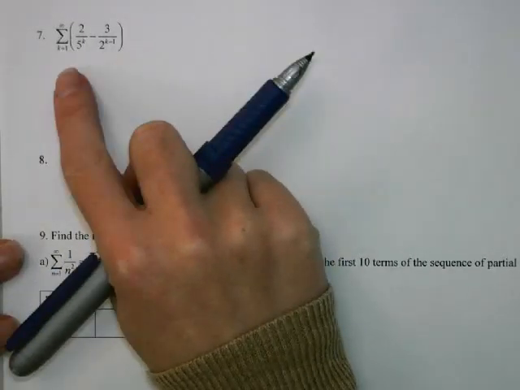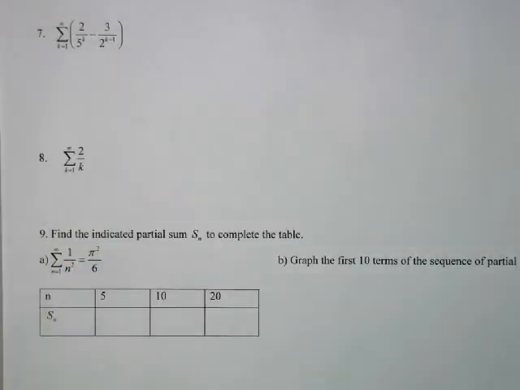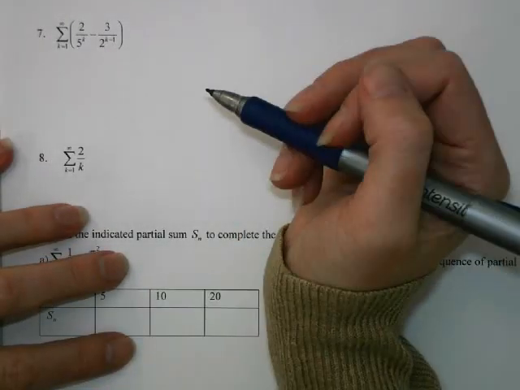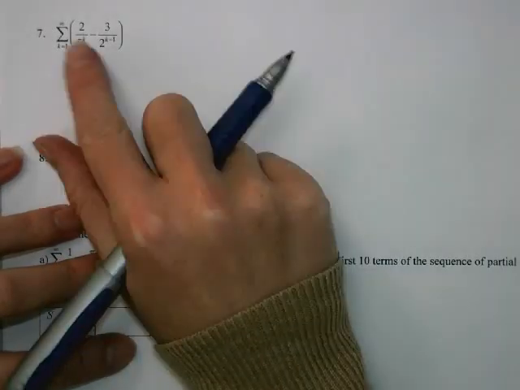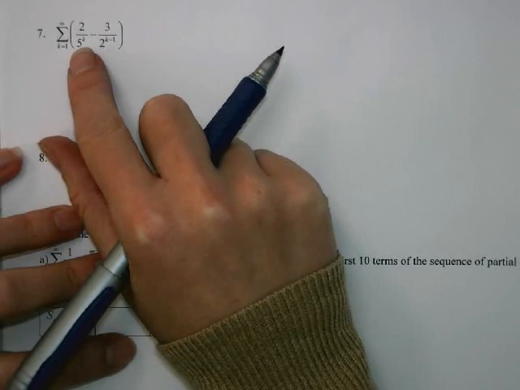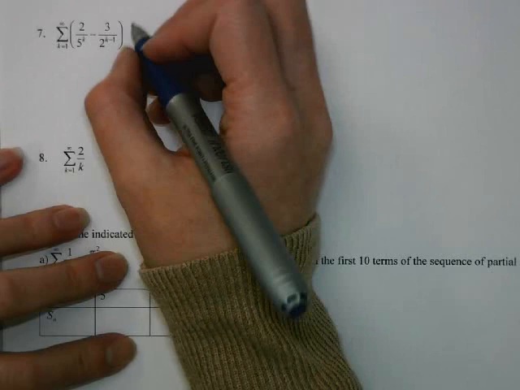This next one, both of these series are infinite geometric series. So if I have an infinite geometric series with a common ratio between -1 and 1, then it converges. So this one converges and this one converges. So let's go ahead and find the sum.